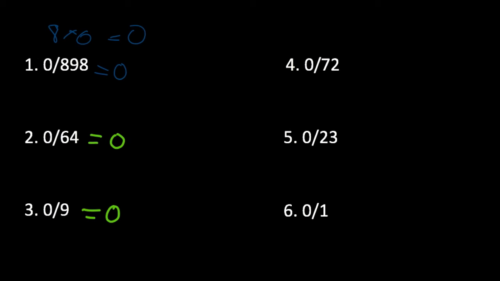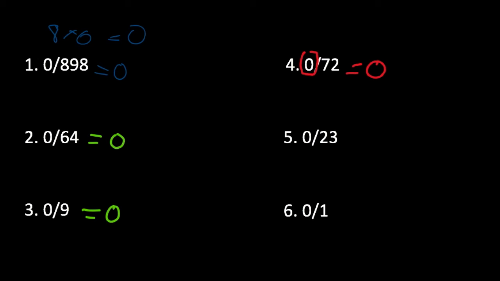And now, 0 divided by 72. Let's do that. Let's say you had 72 computers, and you want to share it with your friends. Well, you have 0 friends. So how many friends are you sharing it with then? You're sharing it with 0.